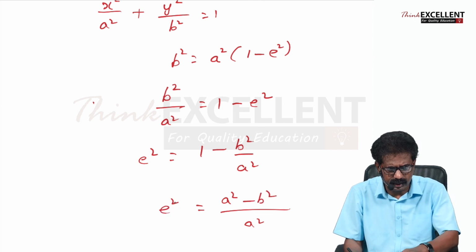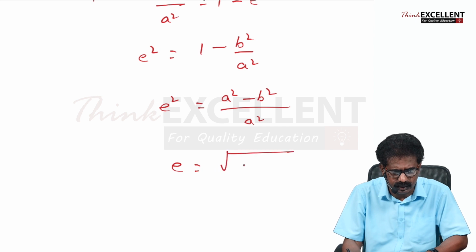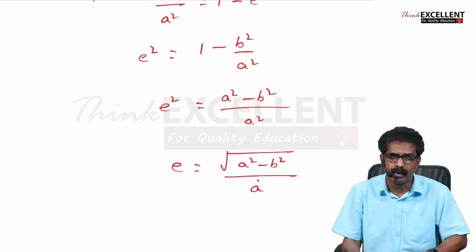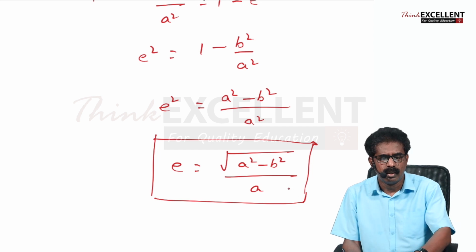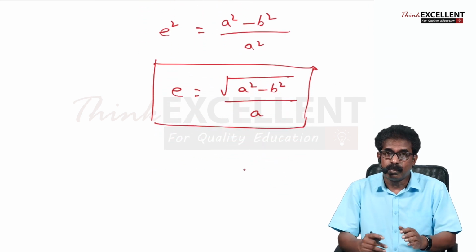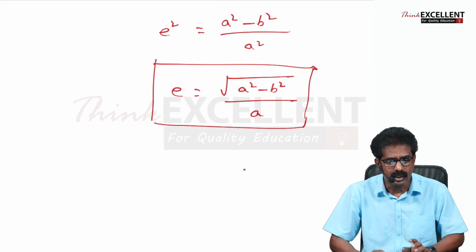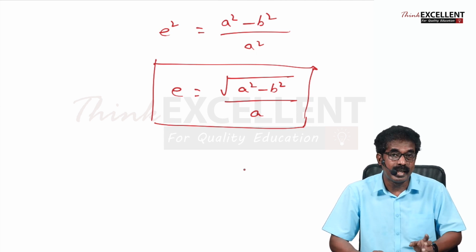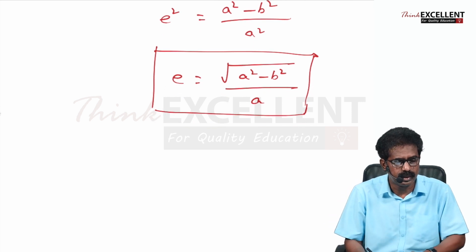This is the value of what? e square. So e equal to, take square root of numerator, that is root of a square minus b square, divided by root of a square, which is a. So I am taking this as a formula to find what? Eccentricity. So once you know a value and b value, just substitute, you can find it very easily, right? So e, eccentricity, equal to root of a square minus b square by a. This is for ellipse.